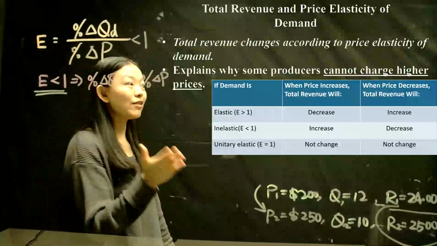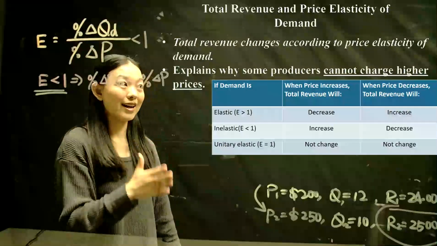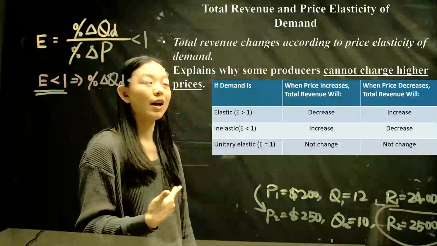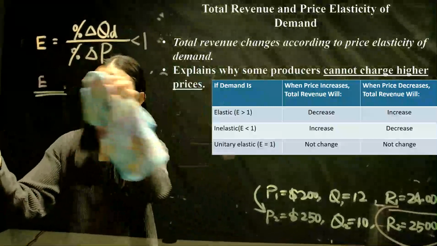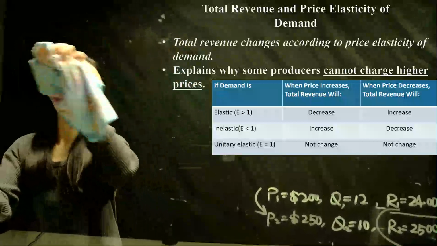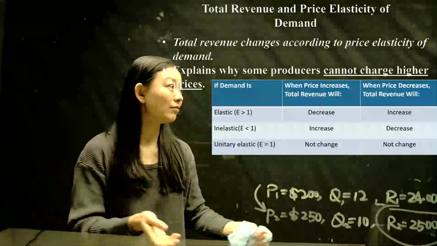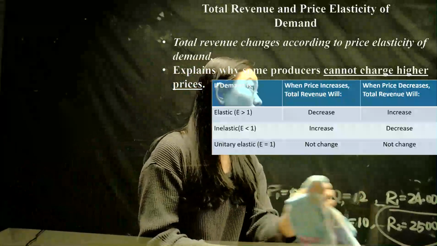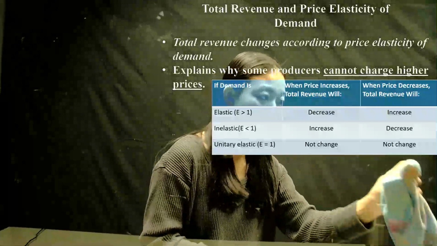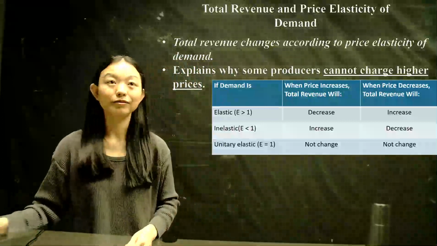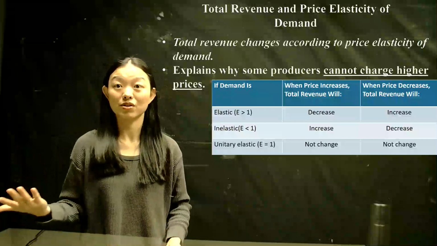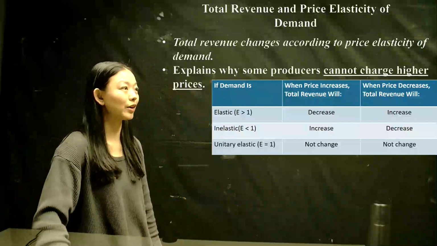So here you can say if the product has really elastic demand, increasing the price will make the revenue decrease. However, if you decrease the price, you can attract more consumers, right? And that will make your revenue increase. If you have unitary products, then increasing or decreasing the price will not make any changes in the revenue. If the product's demand is inelastic, then increasing the price is a good strategy for you to have more revenue. Okay.